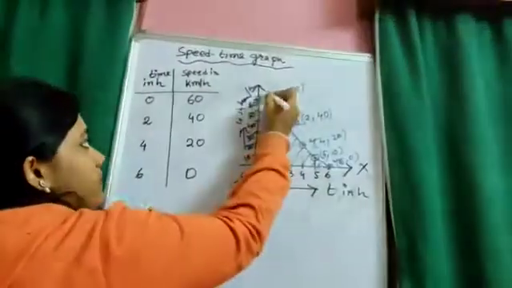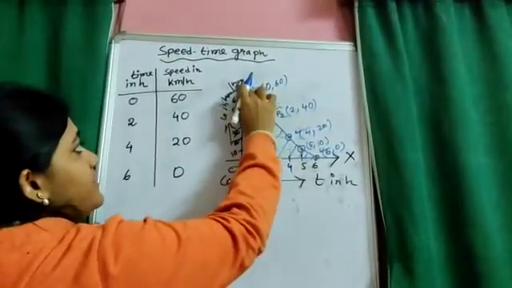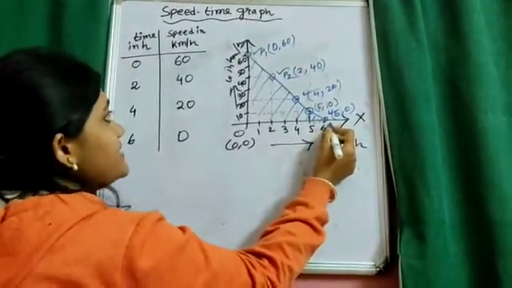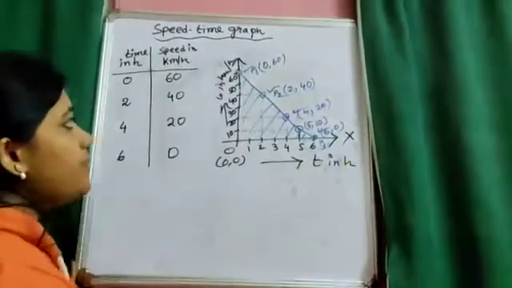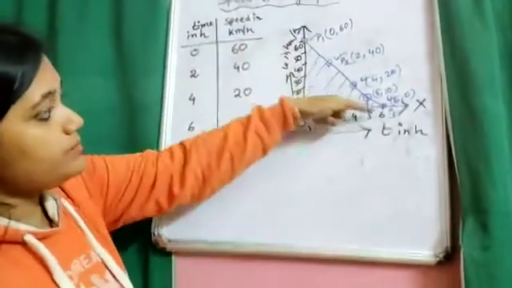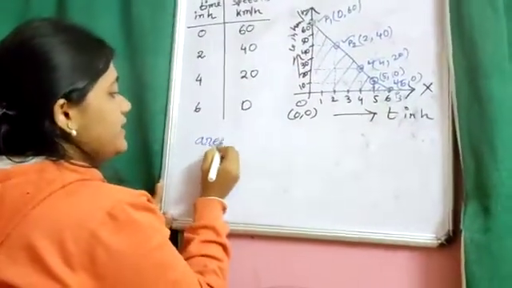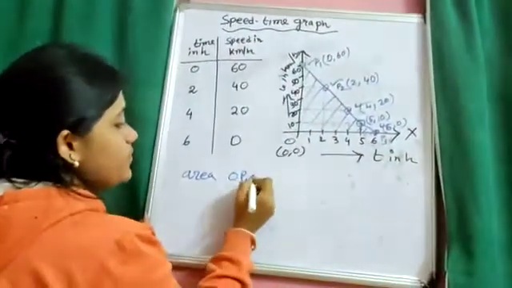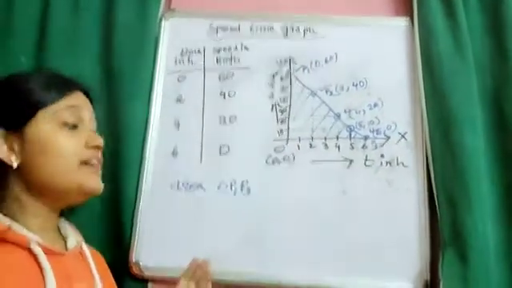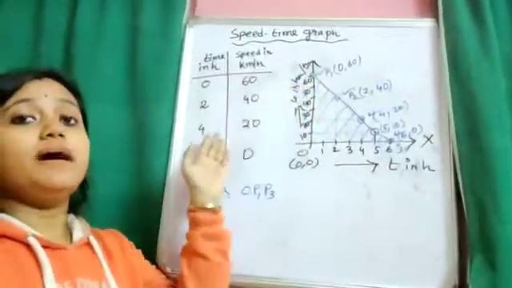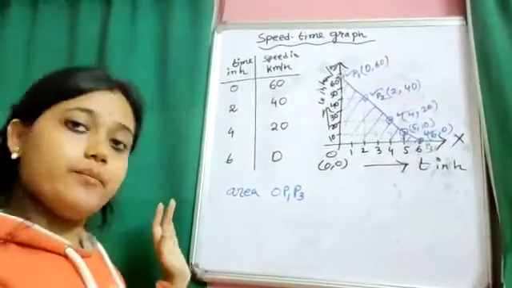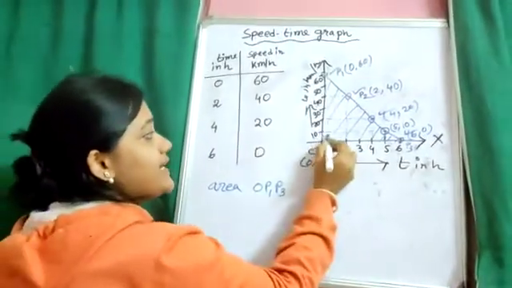Okay, and already I have given the name P1. Let us give the name P3. Okay, so what will be the area under O, P1, P3? Area of O, P1, P3. The entire area will give us the distance covered by the body within this time period, 0 to 6 hours. Okay. So this is nothing but a right angle triangle.